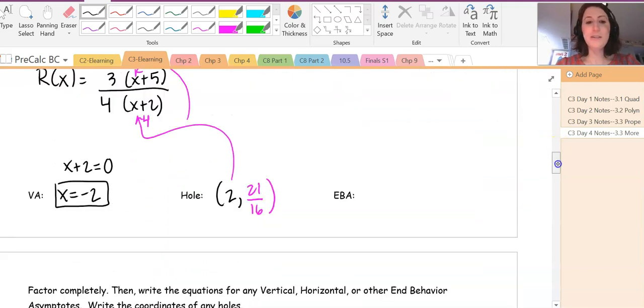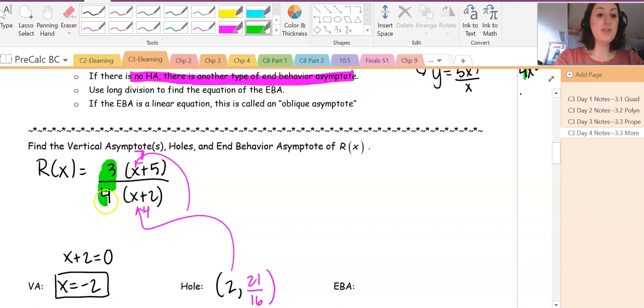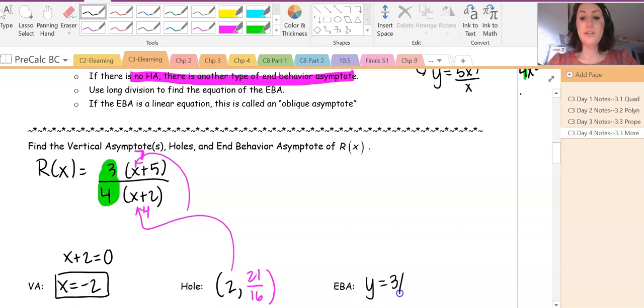All right, so here we go. Let's try it. Oh, I guess we should actually find the EBA for this problem, huh? In this situation, you do have the same degree, right? It's an x over an x. So it's just the ratio of the lead coefficients, and we do have a horizontal asymptote of y equals 3/4. Now, to be clear, a horizontal asymptote is an end behavior asymptote. So I can still call that an end behavior asymptote. It just happens to be horizontal.